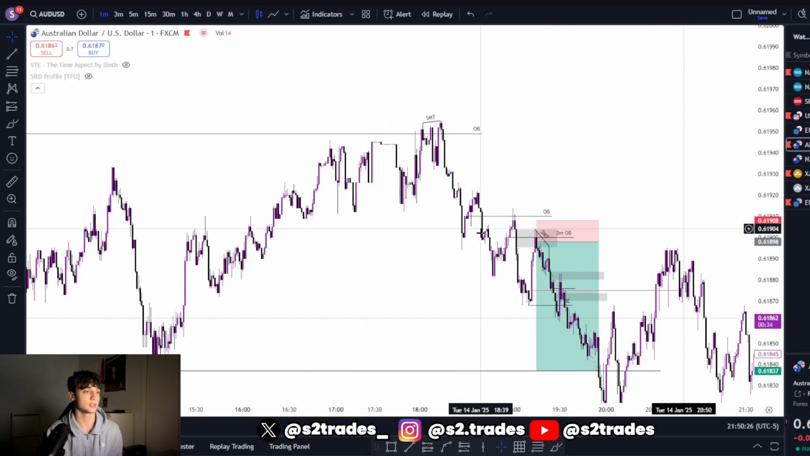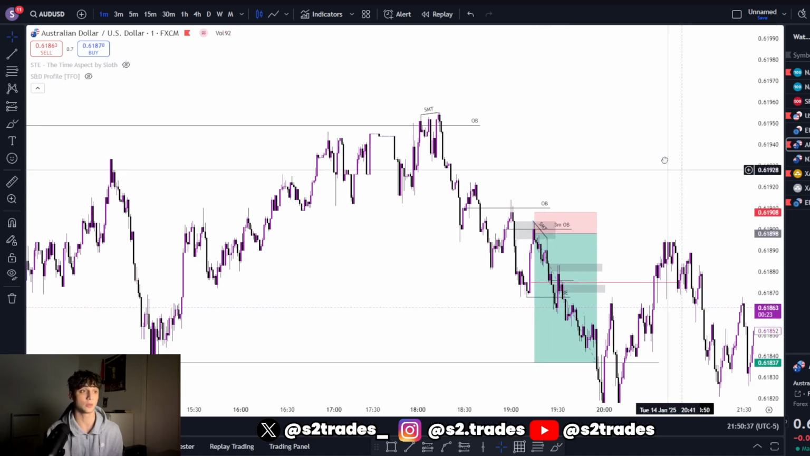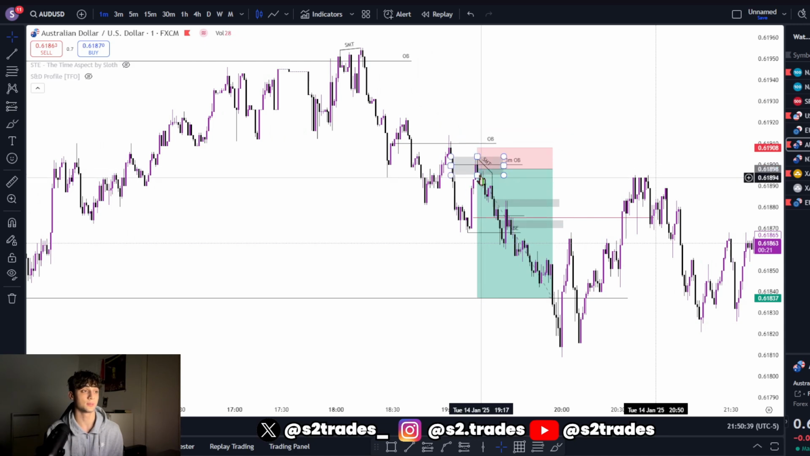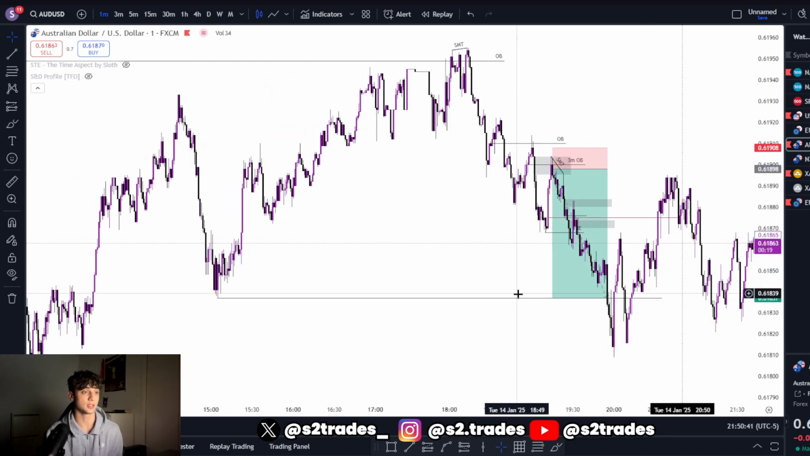I wasn't trading around this time, but I started trading here. I realized I could have gotten in here. Again, I wasn't on the markets. We moved back down to a 3-minute order block, formed the SMT at the same time. I entered right off the order block form. Just top tick down to this sell side liquidity.